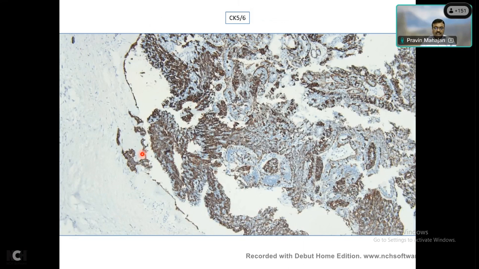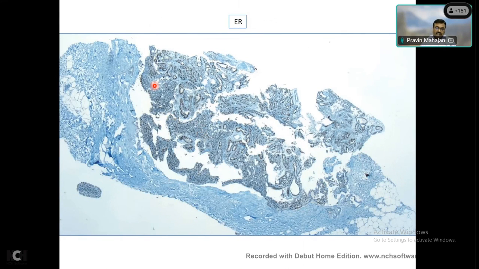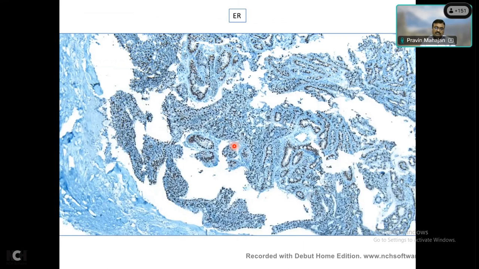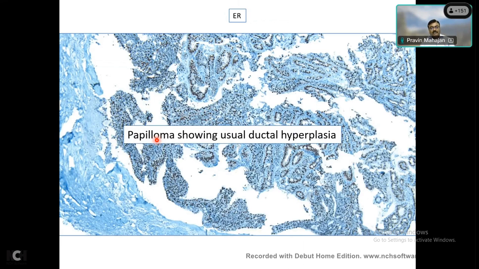And if you do the ER, it also looks quite heterogeneous in this solid area. On high power also you can make out ER is quite heterogeneous. At places it is positive, at places it is negative. So what it has told me is that this is not a clonal proliferation, but a polyclonal proliferation within what otherwise looks like a benign papilloma. So this is actually a papilloma which is showing usual ductal hyperplasia, and it is not a papilloma which is showing ADH or DCIS.